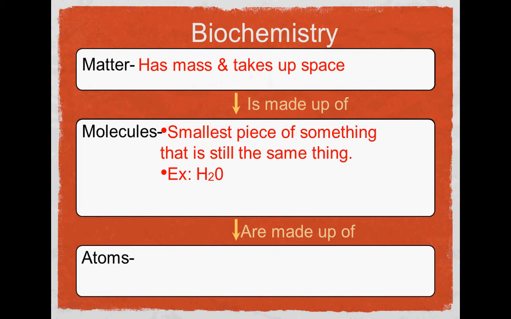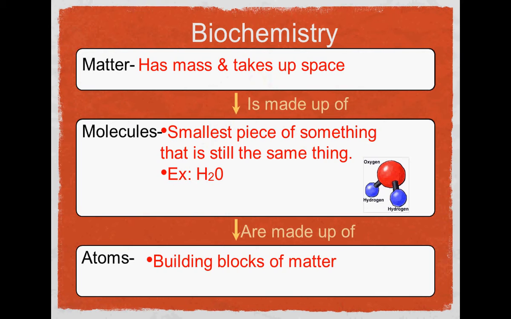So that's one water molecule. If you have that one water molecule and you split it into smaller pieces, well, you no longer have water. You have something completely different. So that's what we mean by it being the smallest piece of something that's still the same thing. But even these molecules, a water molecule is made of a smaller part called an atom. An atom is the building blocks of all matter.